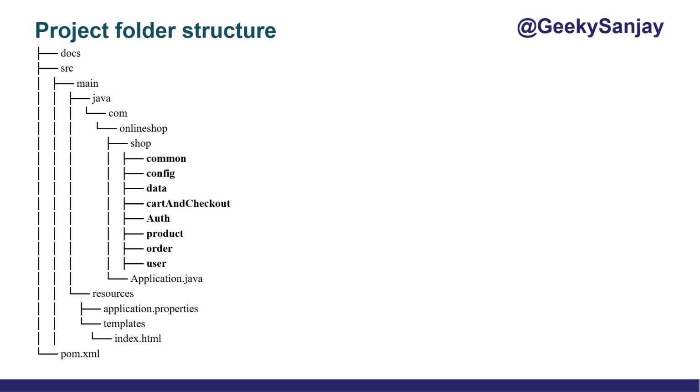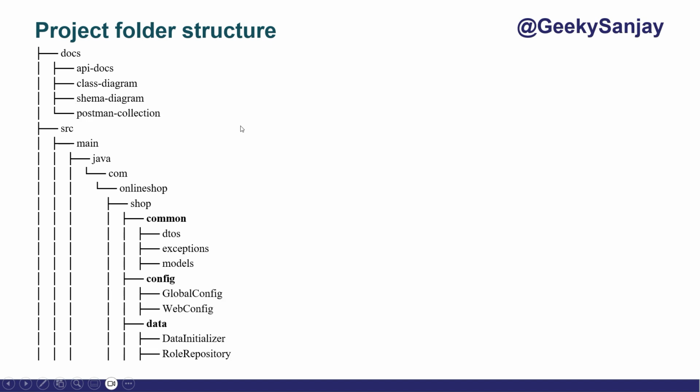Next, in the shop, I have created these directories. As I told you, we are creating a monolithic architecture, but we are mimicking microservices. So here I have created different folders: common, config, data, cart and checkout, auth, product, order, user. We can say these are the different services which we created. Then we have Application.java and resources, application properties, templates, index. These are the default files which you get whenever you create this project.